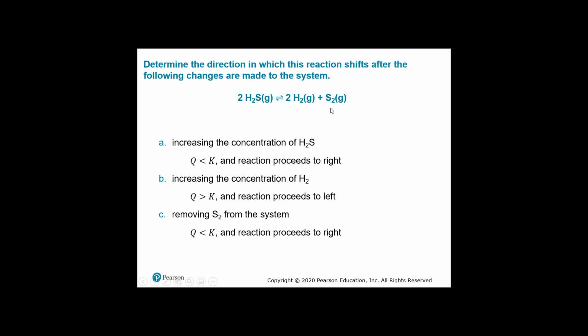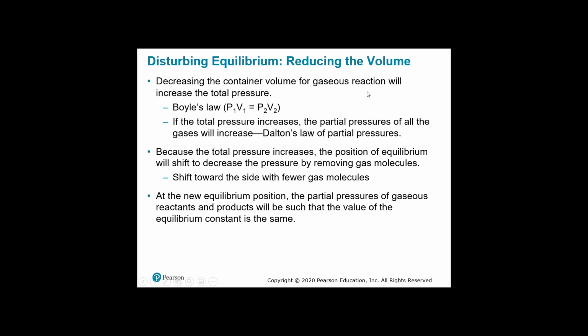Removing S2 from the system. So S2 is a product. What's going to happen? It's going to push this way. As you keep taking S2 out, more of the reactant is going to produce that S2. So Q is going to be less than K, and the reaction is going to proceed to the right.